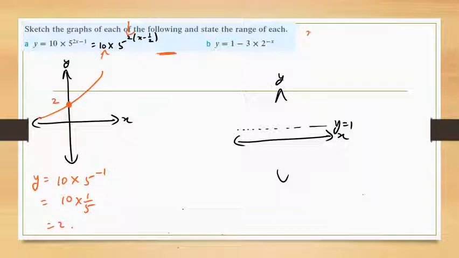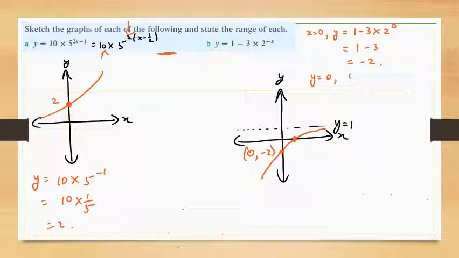So let's have a look. If x equals 0, we have y equals 1 minus 3 times 2 to the power of 0. And as suspected, this does not actually go past the origin. It actually goes to here. So what that means is, because we're starting from here going down, oops, completely missed a point there, we will also have an x-intercept that we have to work out. So we have 0 equals 1 minus 3 times 2 to the power of -x.